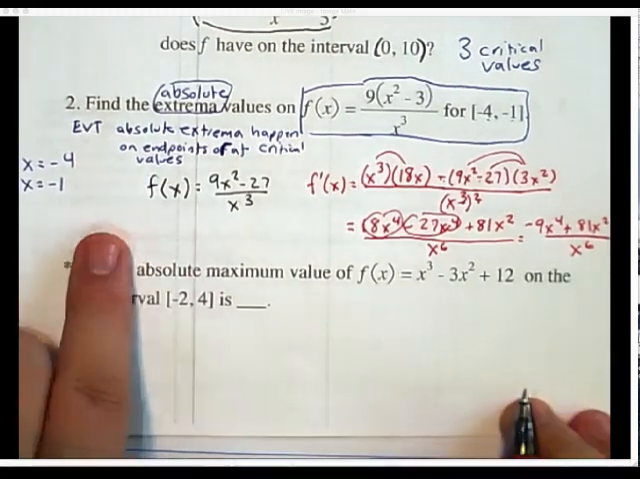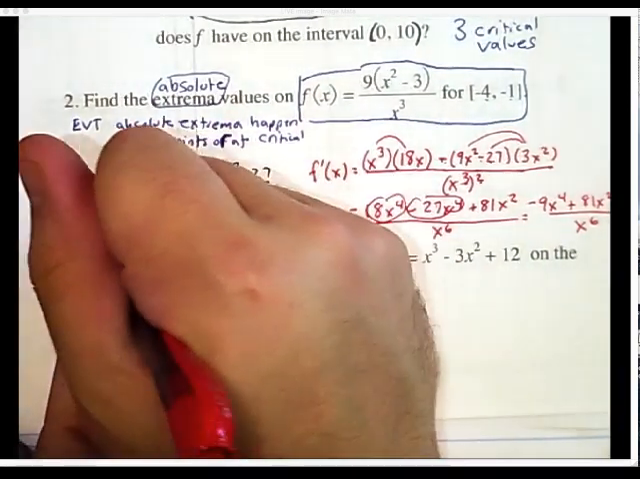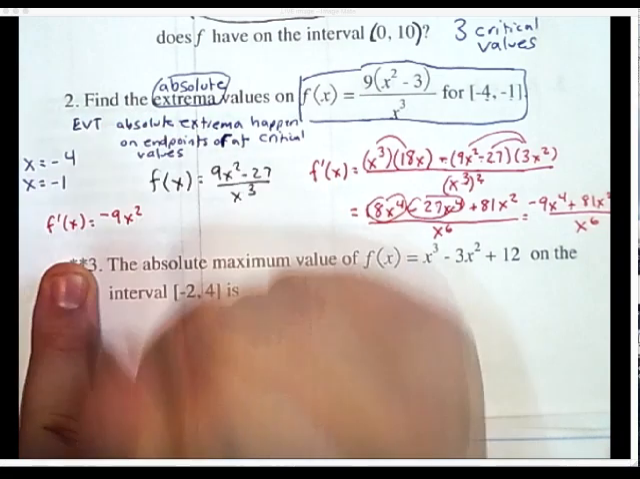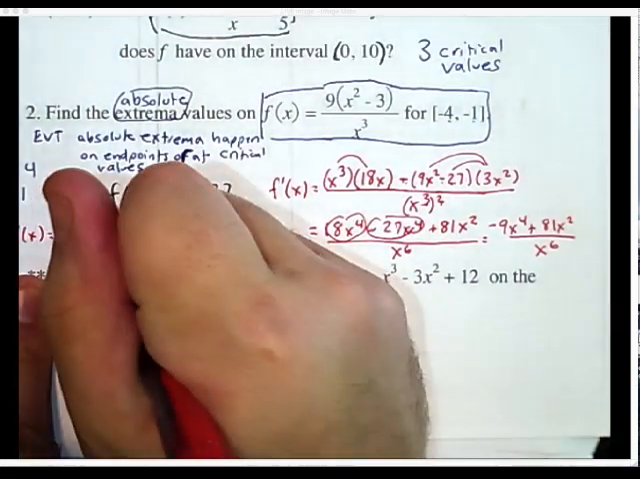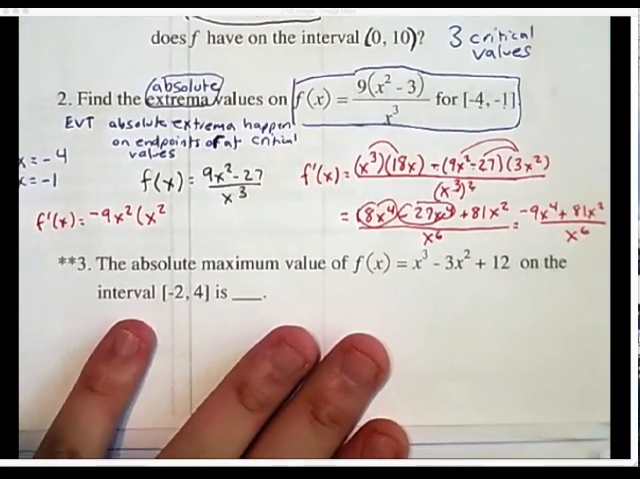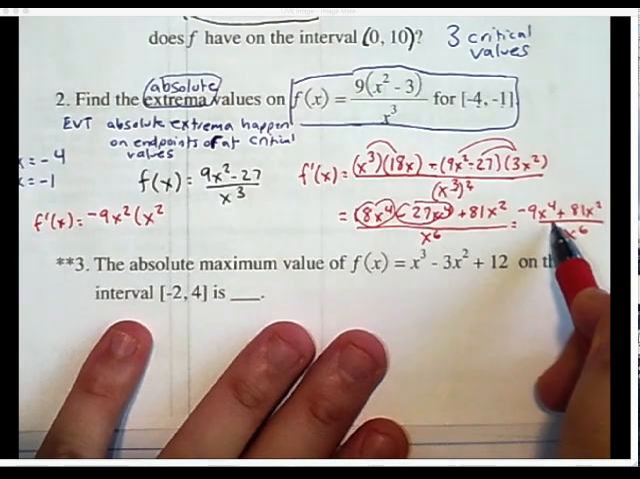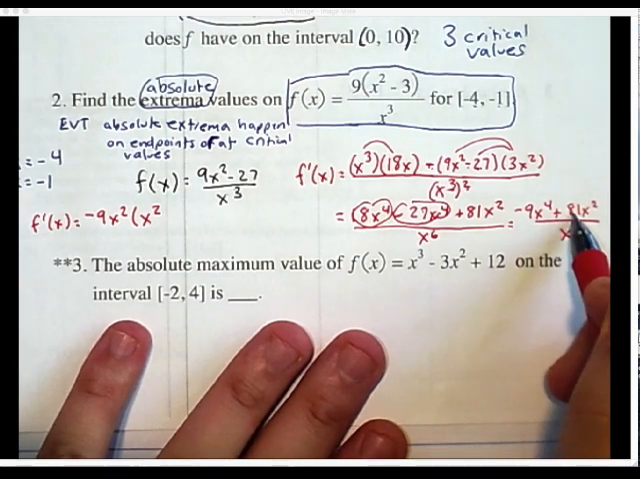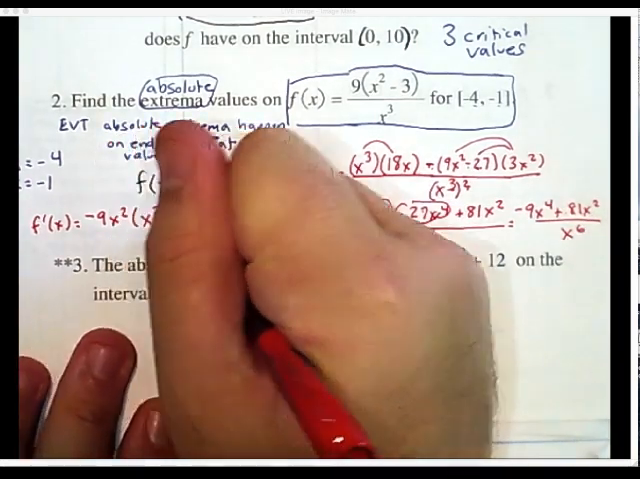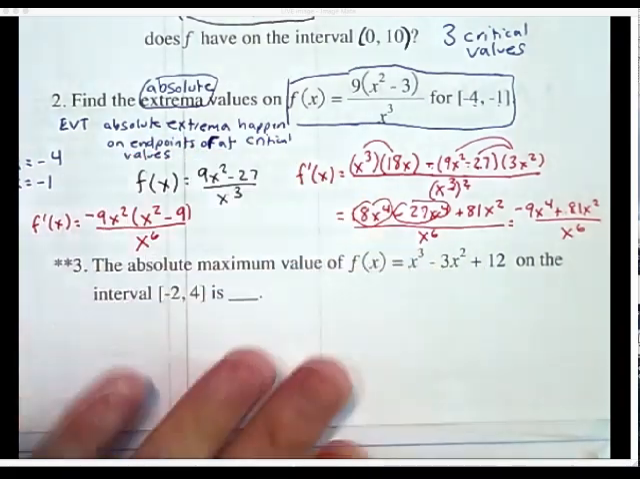So I'm going to come over here now. Okay, I'm going to take out a negative 9x squared. I'm going to factor out a negative 9x squared. So if I factor that out, I would have x squared left there. Right. And then here, if I take out negative 9x squared there, I'd be left with minus 9. All over x to the 6th.